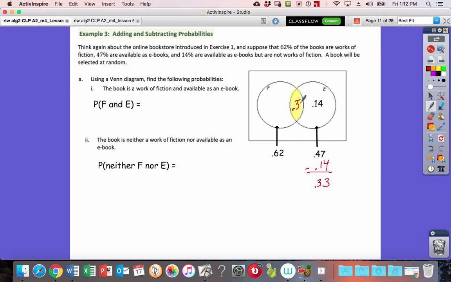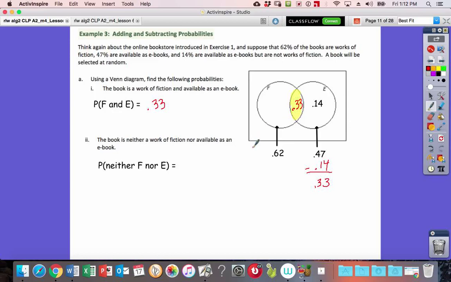Awesome. Okay. So it would be 0.33. It's a work of fiction and available as an ebook. Okay? Let's go with the next one.